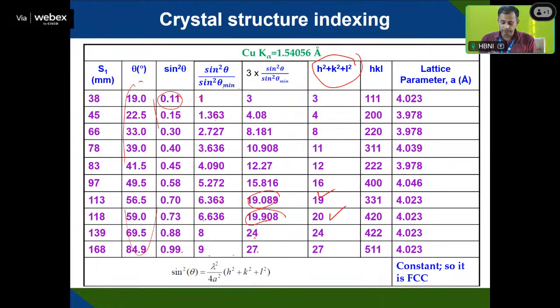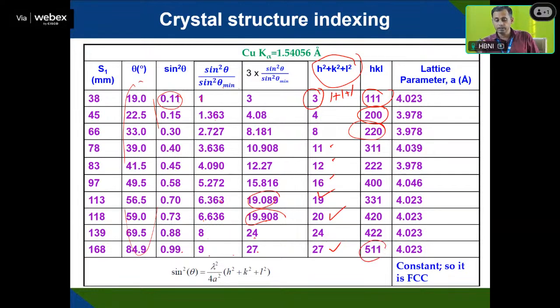Based on this, if h square plus k square plus l square is equal to 3, that means h, k, l should be 1, 1, 1, since 1 square plus 1 square plus 1 square is 3. So it means a 1 1 1 plane. Similarly for 4, it will be a 2 0 0 plane. For 8, it's a 2 2 0 plane. Whatever whole numbers you get, you convert them to the hkl values.